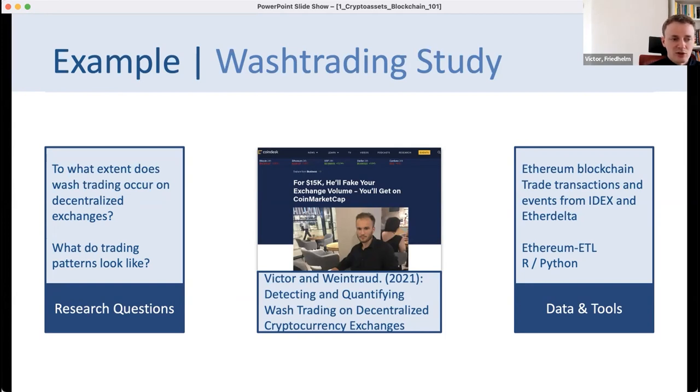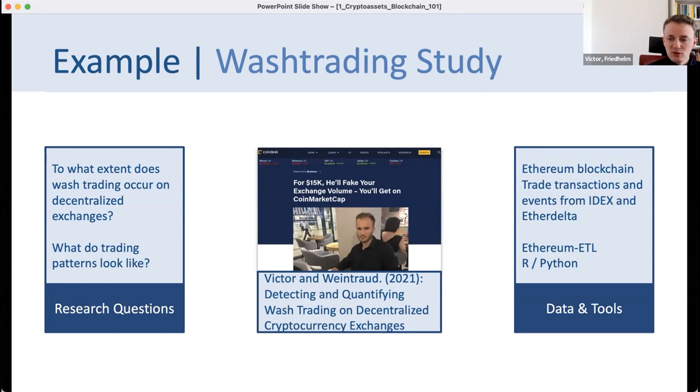We looked at two of the earliest decentralized exchanges, IDEX and EtherDelta. They're not used much anymore today. Today it's more like Uniswap and SushiSwap and some others. But the benefit was that we could look at the exact trading behavior between accounts. And so we were able to identify patterns in which these traders operated and exchanged these assets back and forth to increase trading volume. And we were able to show that up to 30% of all the tokens that were traded on these exchanges had seen wash trading.